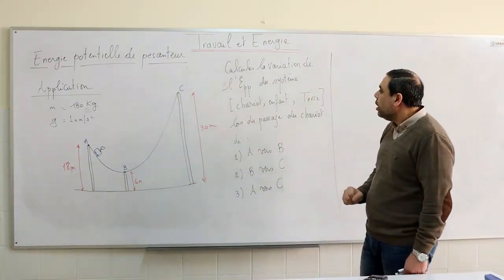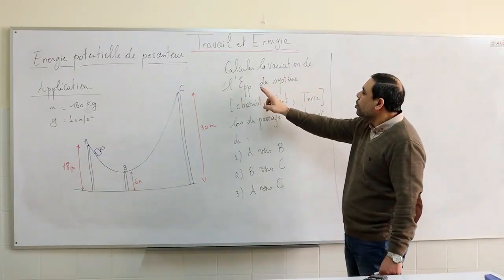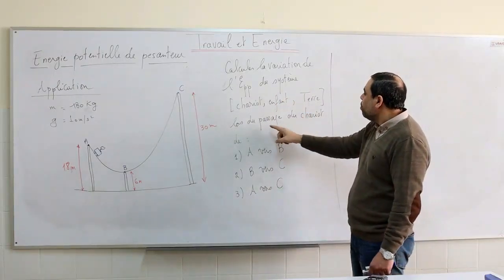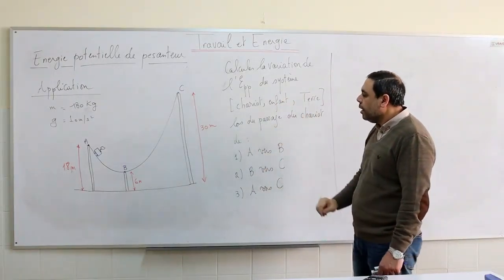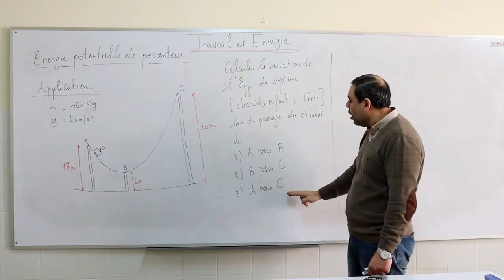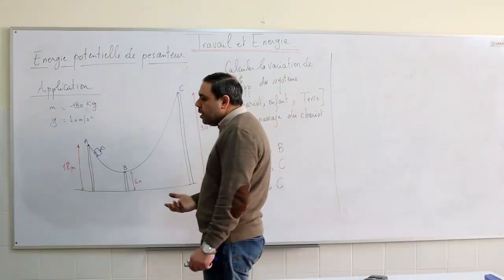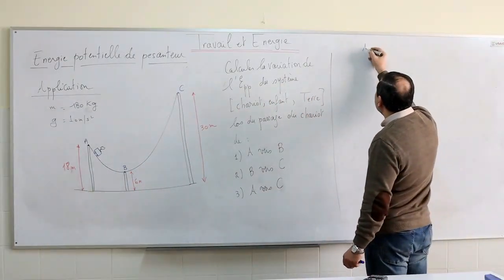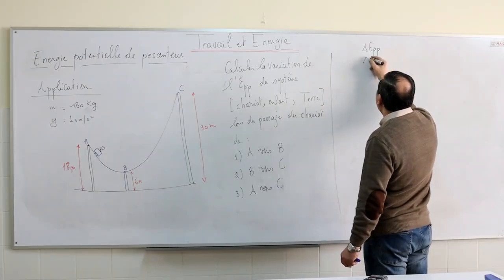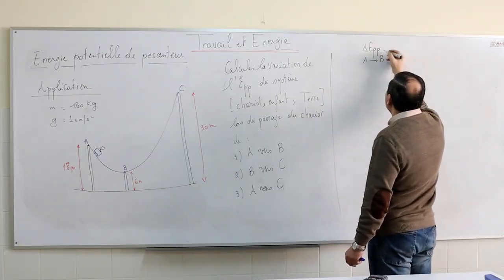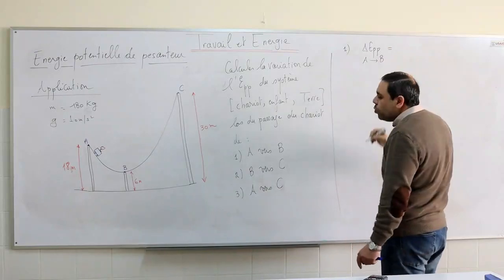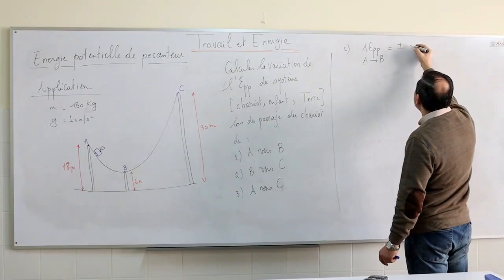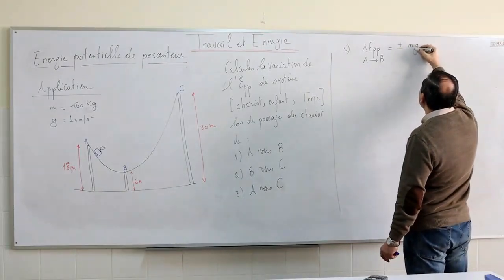Calculate the variation in the gravitational potential energy of the system cart, child, Earth when the cart passes from A to B, from B to C, and from A to C. Note that the variation in the gravitational potential energy between A and B is delta GPE from A to B. This is always equal to either positive or negative mgh_AB.